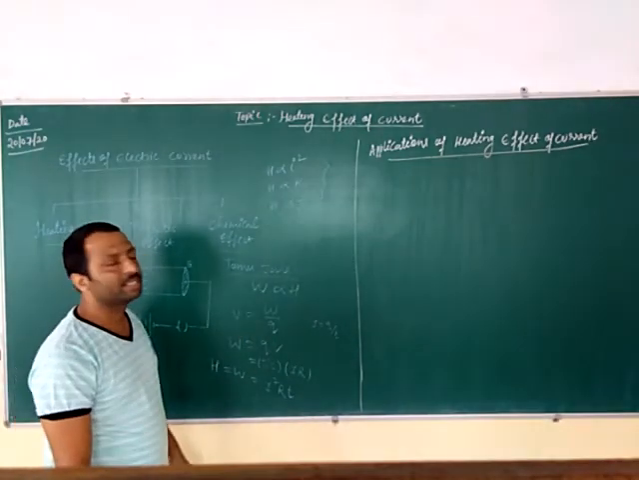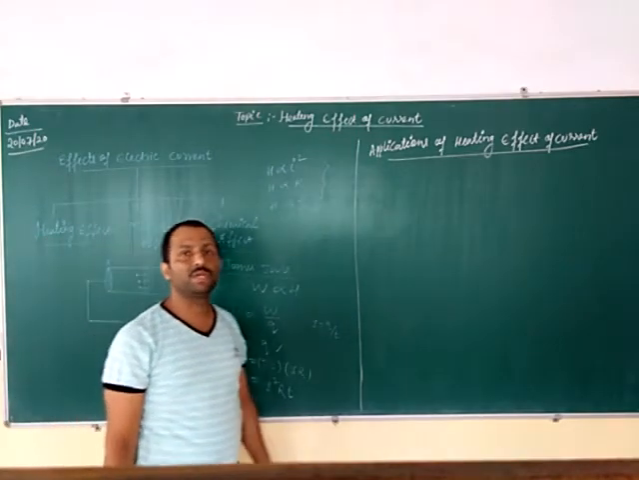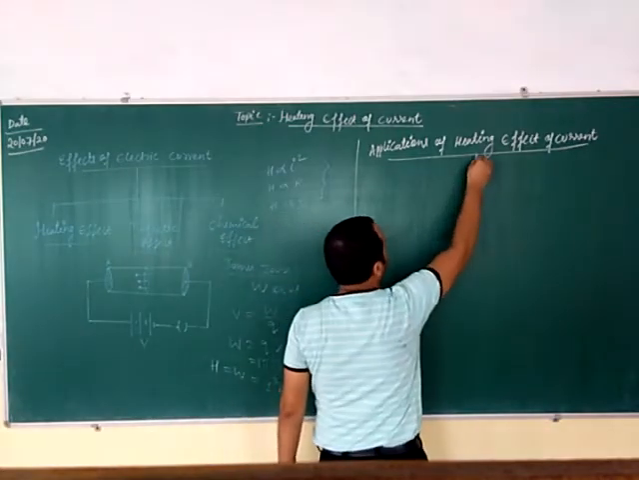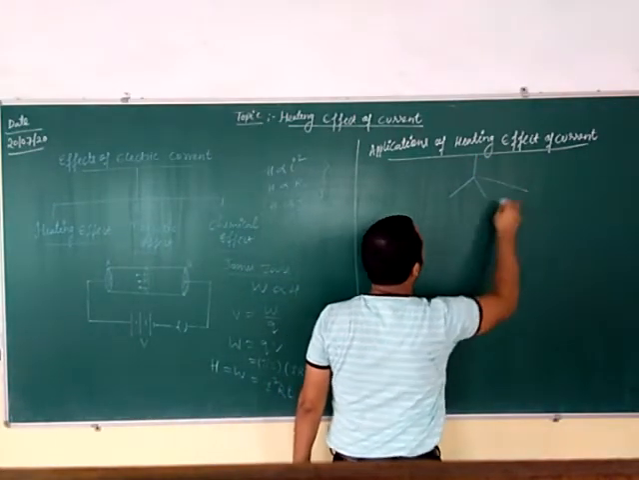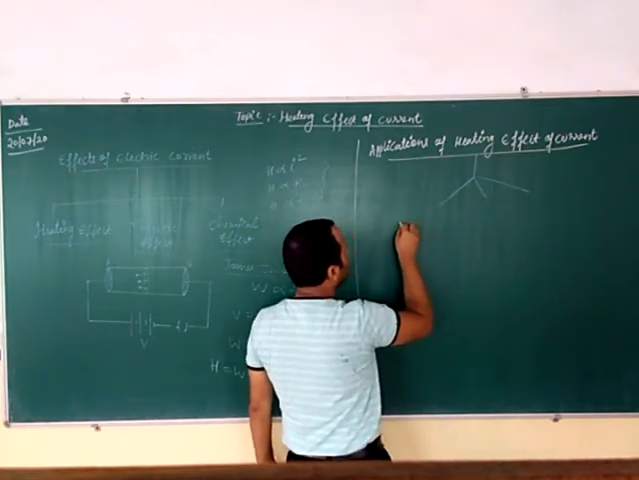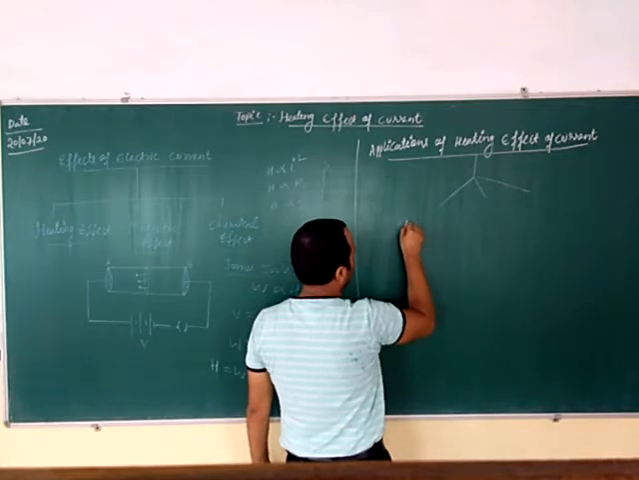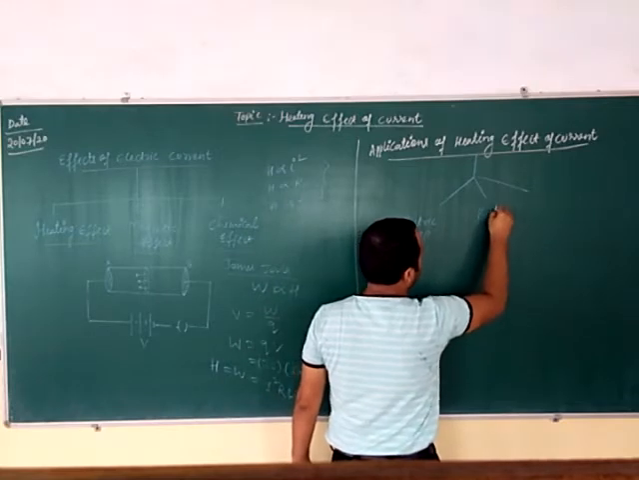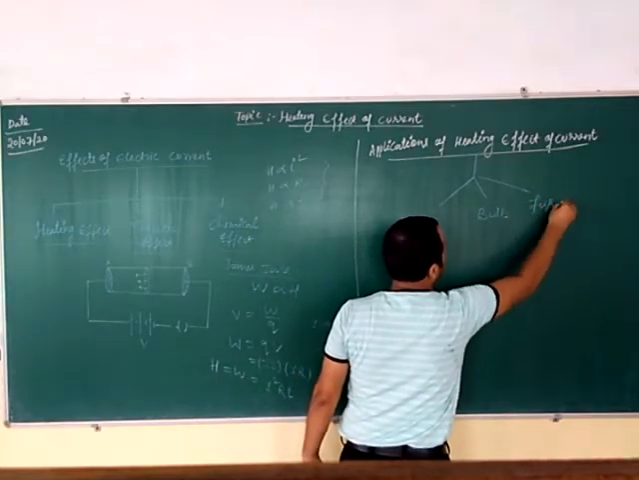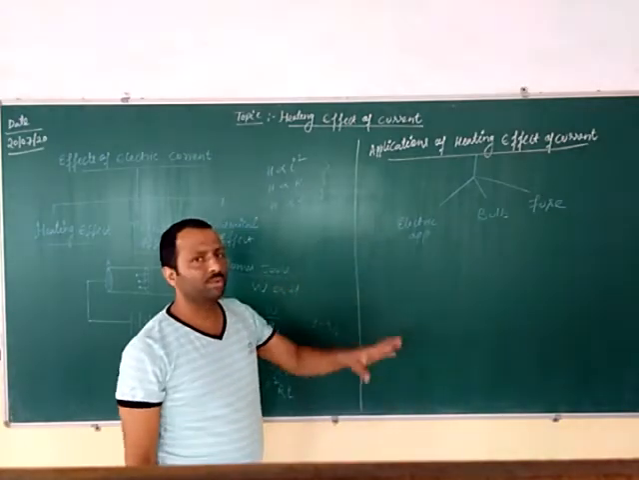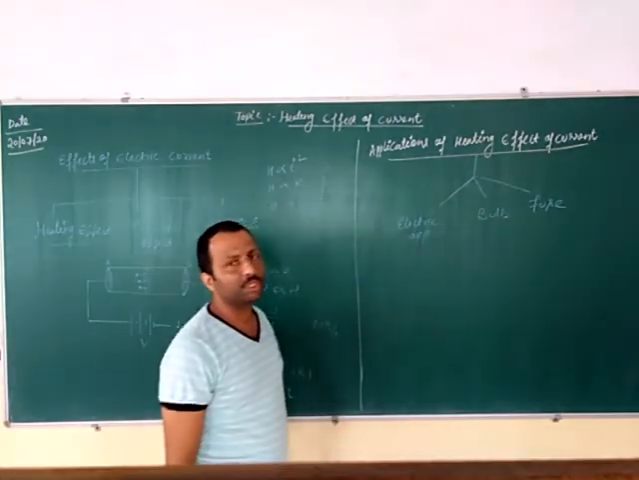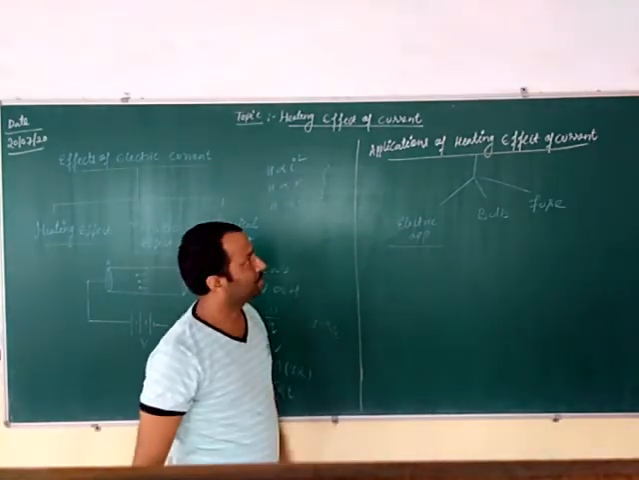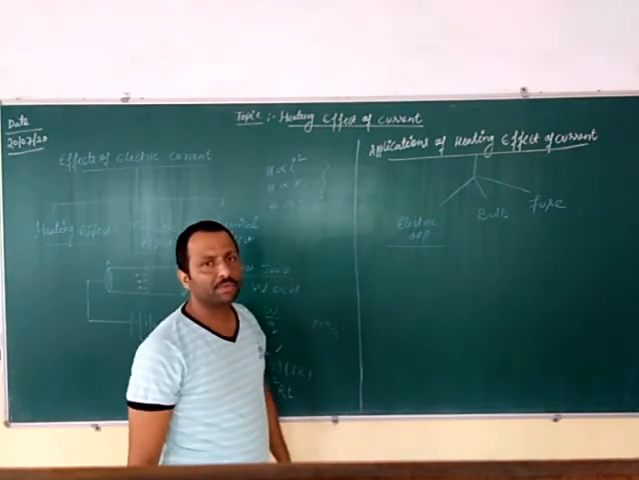Now moving towards the next part of this topic, that is the applications of the heating effect of the current. In class 10, mostly there are 3 applications. One is regarding electrical appliances, second is regarding electric bulb, and third is regarding fuse. In every year, one question is framed from these 3 topics. Only one question.